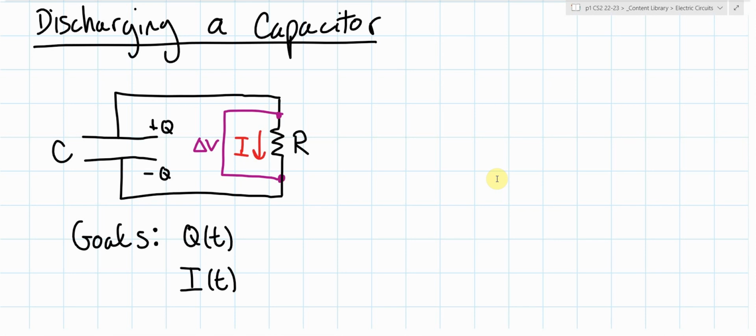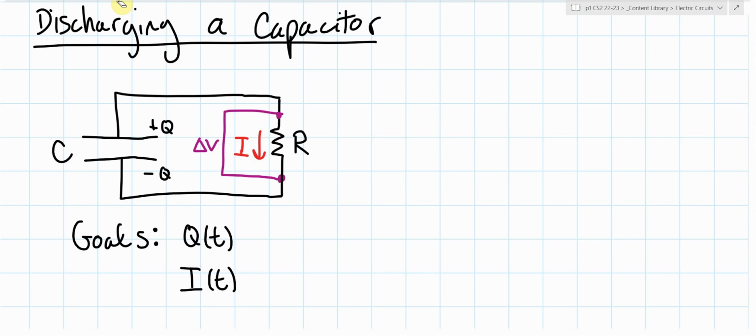Okay, we're going to try to derive the equations for charge on a capacitor as a function of time and current through a circuit attached to a capacitor as a function of time for a discharging capacitor. Alrighty, so what I have here is a capacitor that has already been charged up. Don't worry about how. That capacitor right there is already charged, and it has charge Q on both plates, positive Q, negative Q.